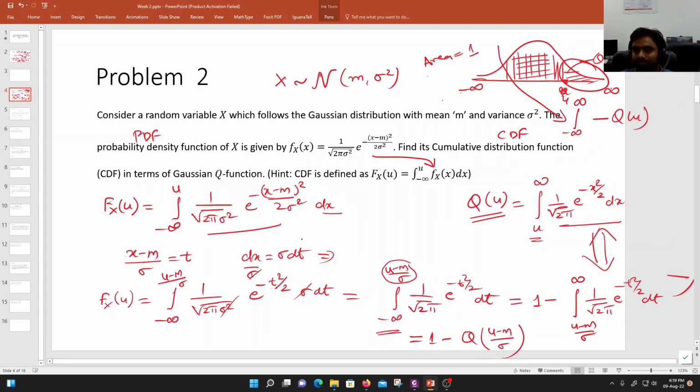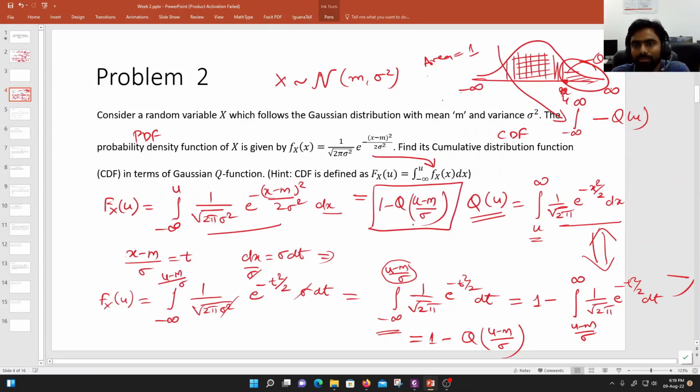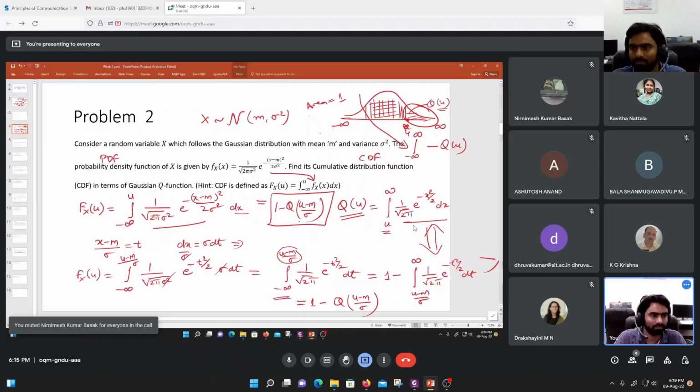Clear? So the answer would be 1 minus q of (u minus m) by sigma. Okay, I hope this problem is clear to all. Any doubts in this one? Yes, any doubts?